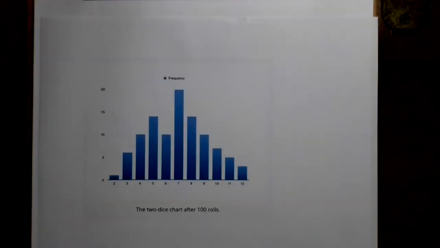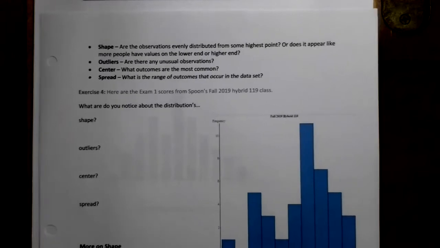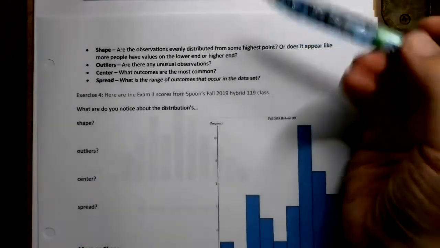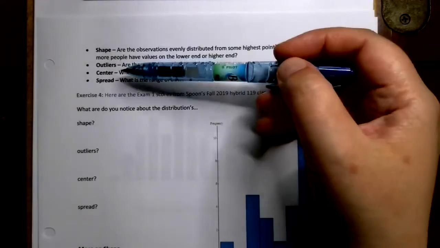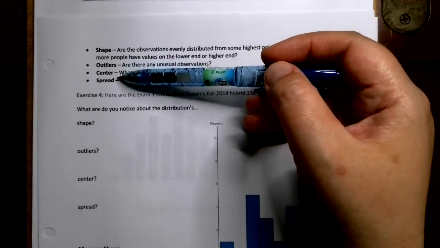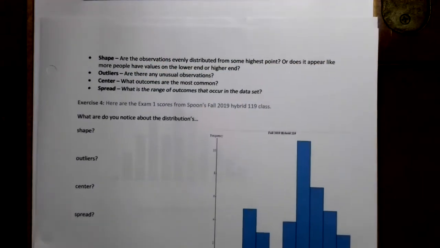Why are we doing that? Well, we need to display the data because we want to learn about the characteristics of our distribution. So the main characteristics of our distribution, as far as quantitative data is concerned, are shape, outlier, center, and spread. So let's talk about those.